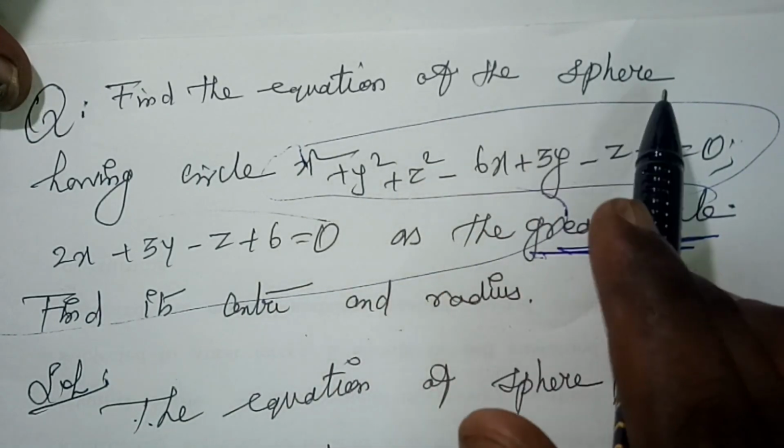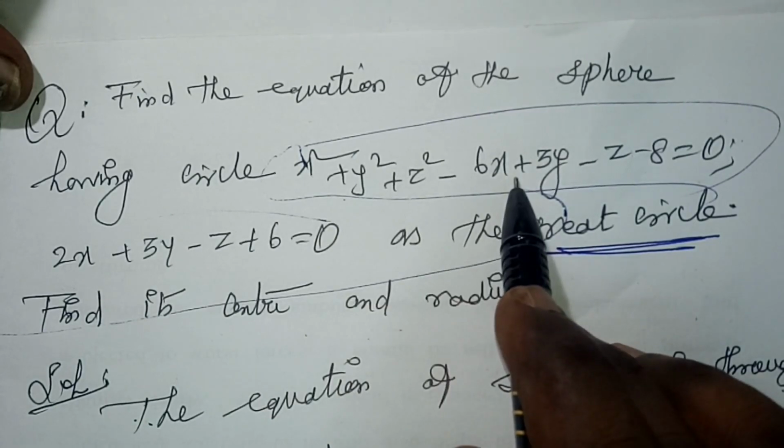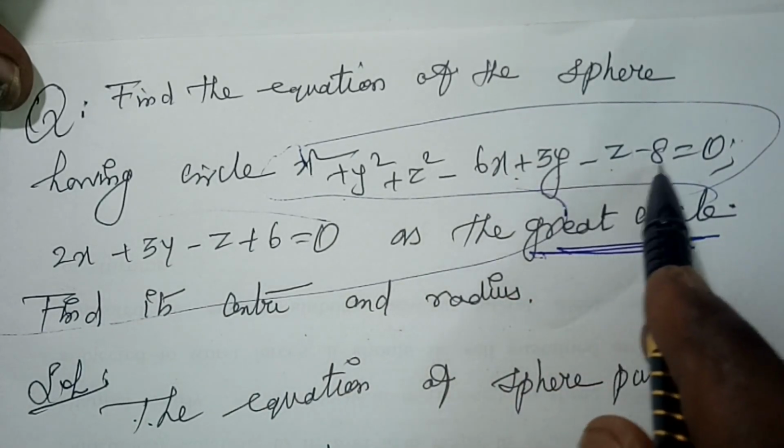Find the equation of the sphere having the circle x² + y² + z² − 6x + 3y − z − 8 = 0.